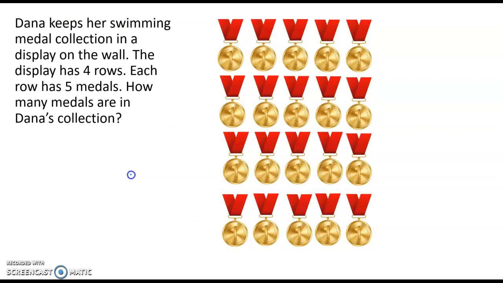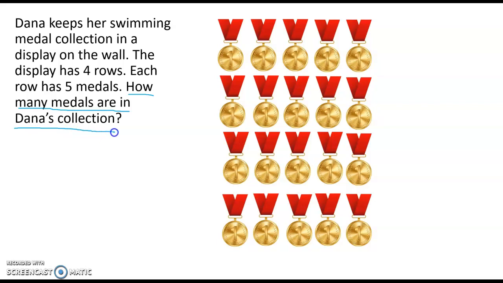Let's take a look at this word problem. Dana keeps her swimming medal collection in a display on the wall. The display has 4 rows. Each row has 5 medals. How many medals are in Dana's collection? Take a look at this problem. I want you to identify what this problem is asking us to find. Okay, the problem's asking us to find how many medals are in Dana's collection.